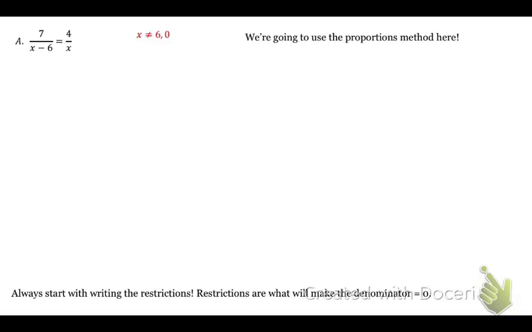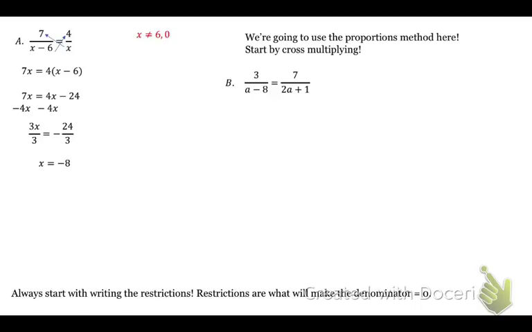Now we're going to use the proportions method here. Since we have one fraction on each side of the equation, I'm just going to cross multiply. So I have 7 times x equals 4 times x minus 6. Distribute the 4 in and you get 7x equals 4x minus 24. And then we're just solving this for x. I'm going to subtract the 4x, and you get 3x equals negative 24. Divide by 3, x equals negative 8. Now you always have to check that with your restrictions. Negative 8 is not 6 or 0, so that works.